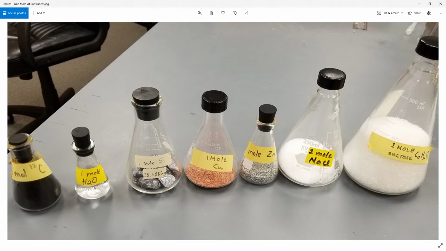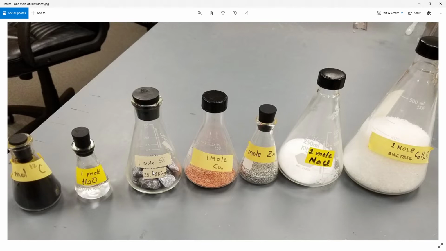There's 6.022 times 10 to the 23rd water molecules there. Here I've got carbon. There's 12 grams of carbon, so 6.022 times 10 to the 23rd carbon atoms. Here I've got some silicon. You'll see it says 28.0855 grams, and that is 1 mole.